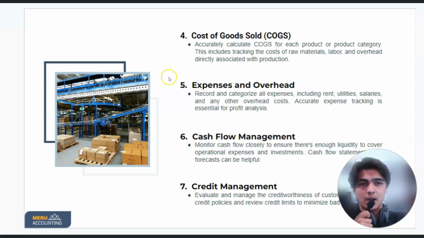Next is expense and overhead cost. In this you will need to record and categorize all the expenses as per their categories. That can be your rent, your utilities, your salaries to the employees, or any overhead cost if you have. You need to record them all, and you need to keep track of all the expenses and overhead costs. It will help you to analyze the profit, and it is very essential to analyze your profit.